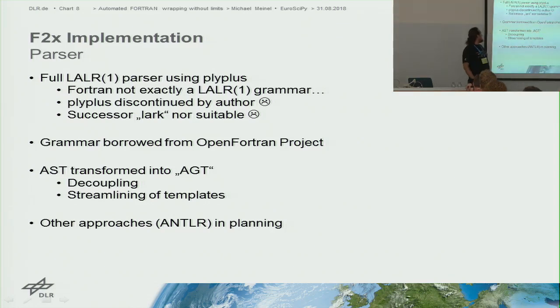And the other thing is PLY+ is discontinued right now. There is a successor which should be more performant, but is not in my case. And yeah, so that's why it's a bit of a tragedy, but thanks to my design, the parser part can be replaced, and I'm looking for replacing it with an LLVM parser. The grammar I use is thankfully borrowed from the Open Fortran project. They have a really nice and reduced grammar I could use.